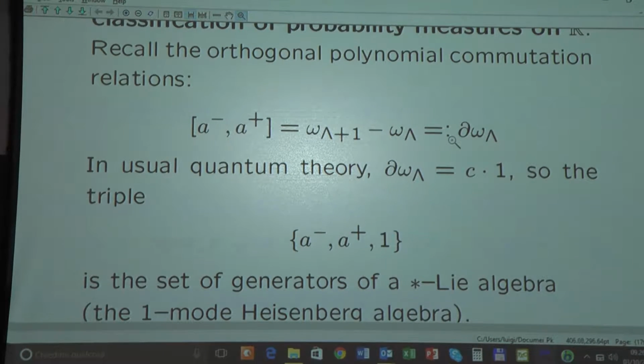And remember the formula of the orthogonal polynomial commutation relations. So this is the formula, and in standard quantum mechanics, this is a constant times the identity. But in general probabilistic quantum mechanics, you have an operator which is a function of the number operator.